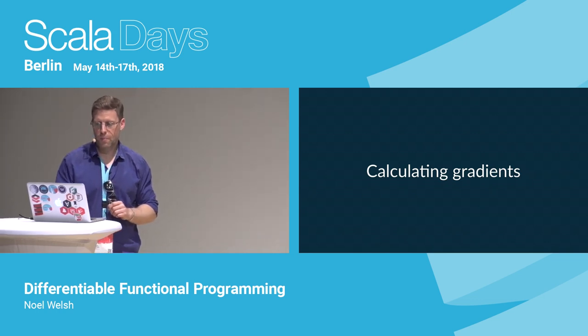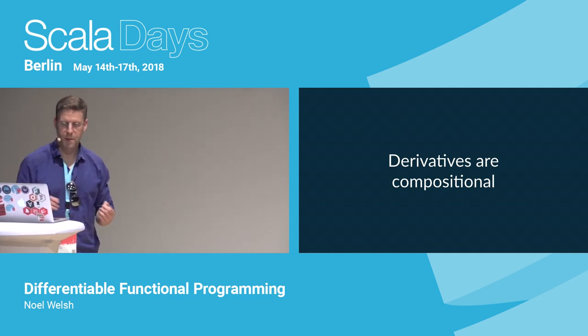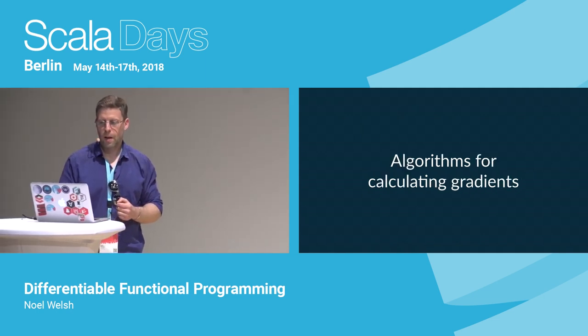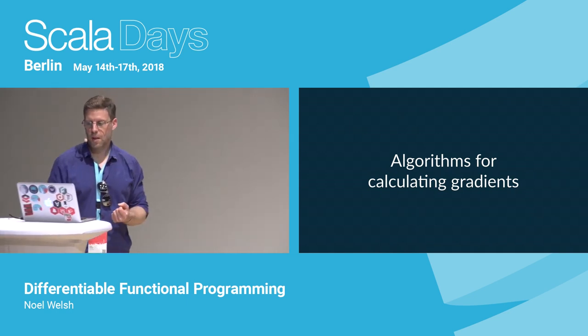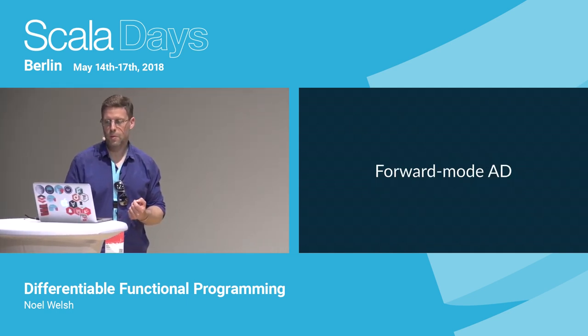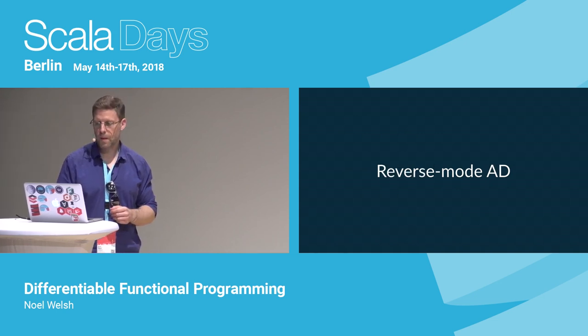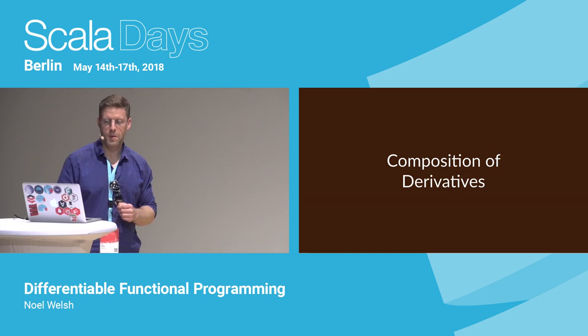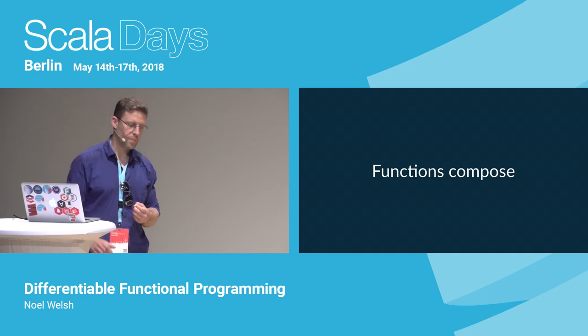So the first and most important point I'll be discussing is that derivatives are compositional in the same way that functions are. Then we'll be looking at ways you can compute gradients, and we'll be focusing in particular on two algorithms: forward mode automatic differentiation, and, fairly briefly, the reverse mode. Okay, so let's look at composition of derivatives. This is the core idea that really makes deep learning work, in my opinion.